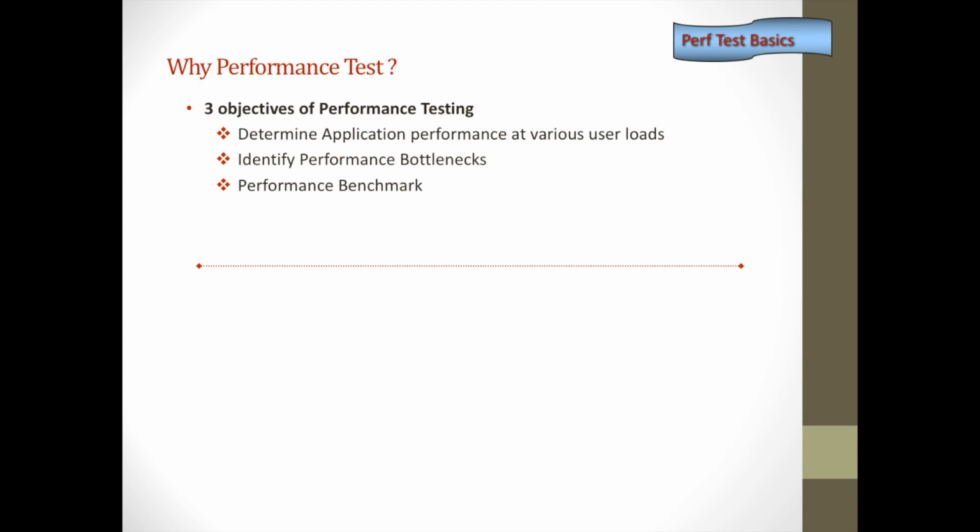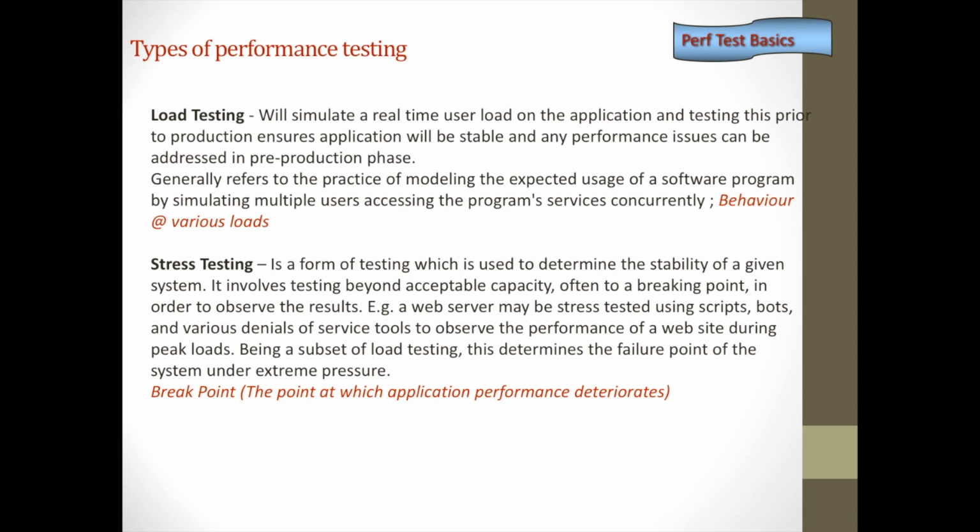So why we do performance testing is basically three objectives: determining the application performance at various user loads, identifying performance bottlenecks, and performance benchmarking. So the question arises, is a bottleneck the same as a failure? No, it's not the same. A bottleneck is where your application is responding, but it is responding very slowly. But a failure is where your application has failed, it is not responding at all.